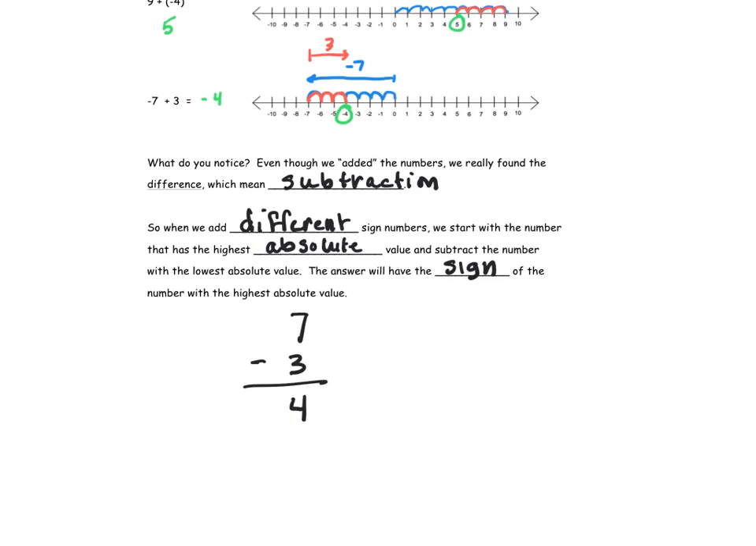However, my answer, we can see, was -4, which is where this rule comes in. The answer will have the sign of the number with the highest absolute value. So -7 had the highest absolute value, so I'm going to keep that sign. So the answer is -4 when we follow these rules we just wrote. So we'll work on that later.